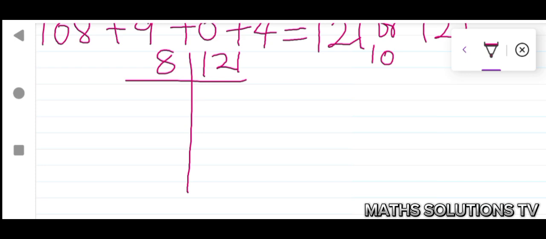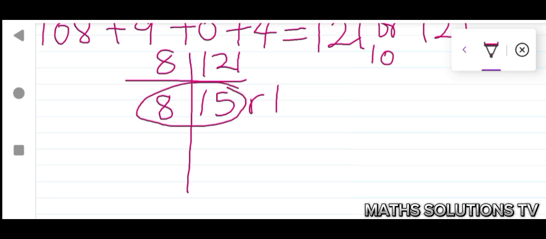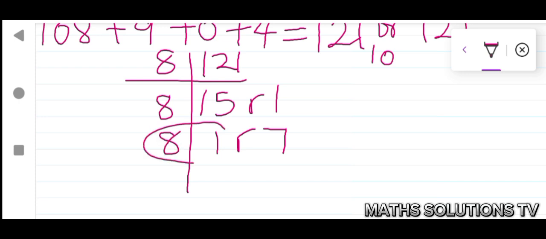So we are having that to appear 15 times, and that will remain 1. So let's go for 8 again. How many 8s do we see in 15? That's just 1 time, remaining 7, right? So again, how many 8s do we have in 1? We continue the process until we can say impossible. So how many 8s do we have in 1? That's impossible, and that's 0, remainder 1.